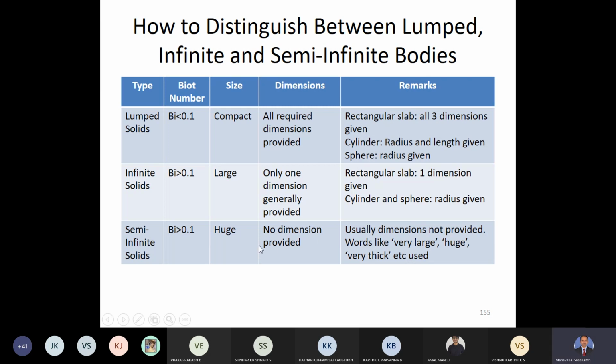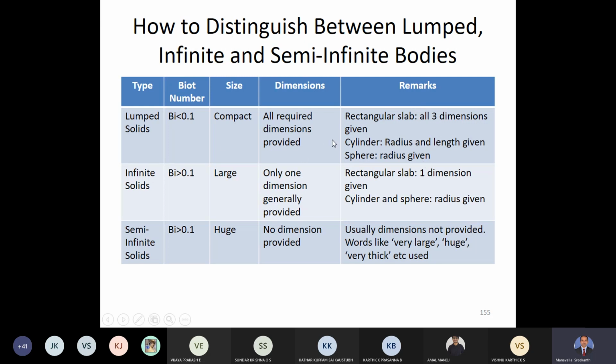But for semi-infinite solids, there is no point in giving the dimension of the object. So that is another indicator that it is a semi-infinite solid. There is no dimension given to you so that you can calculate the Biot number. Most likely, you won't even be able to calculate the Biot number. So in such a case, you can trust that this is a semi-infinite solid. Okay, so these are some pointers.